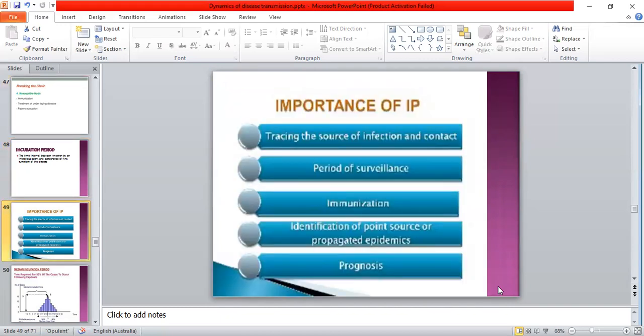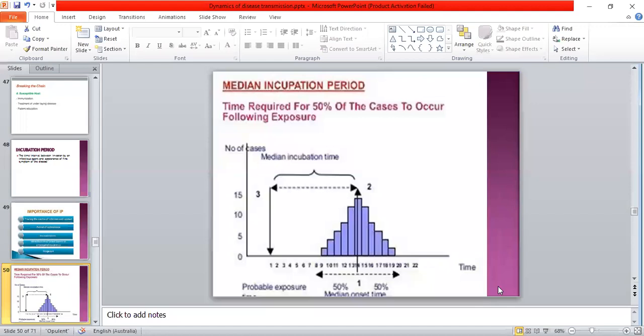Importance of incubation period. With the help of incubation period, we can trace the source of infection and contacts. We can estimate the period of surveillance if incubation period is long. Incubation period can help in planning immunization process, identification of point source of propagated epidemics, and it can help in understanding prognosis of the disease. Median incubation period: time required for 50% of the cases to occur following exposure.